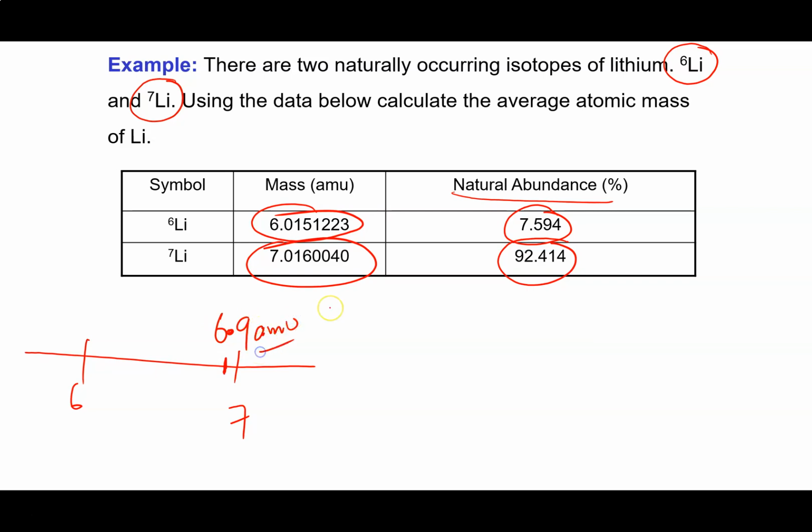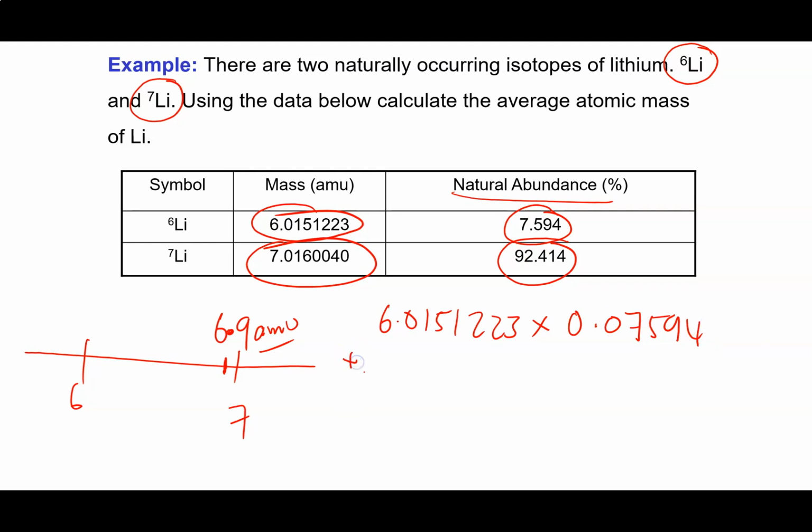Okay, so let's go ahead and calculate the average. So I've got to take the mass of the first isotope, multiply it by its fraction that's present, so that's just its percentage divided by 100.